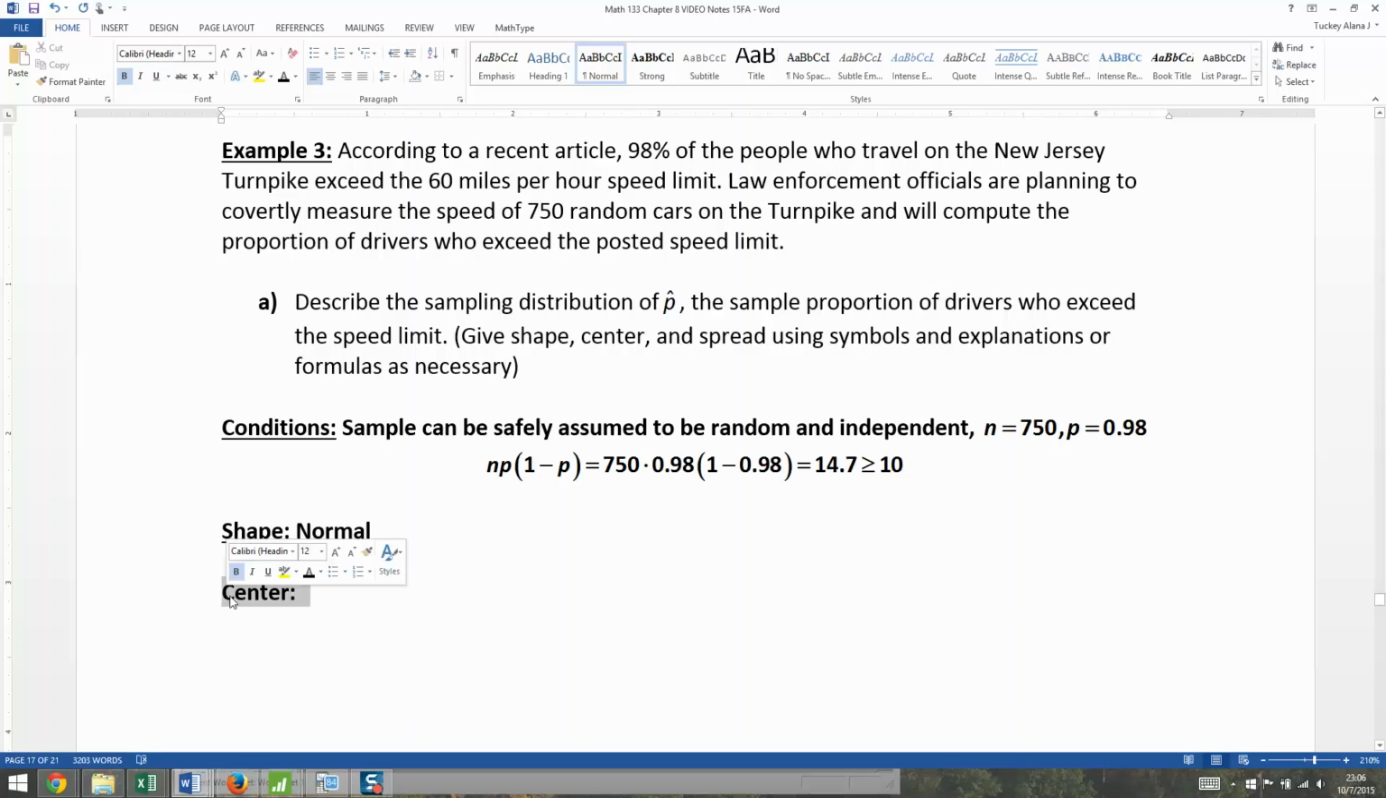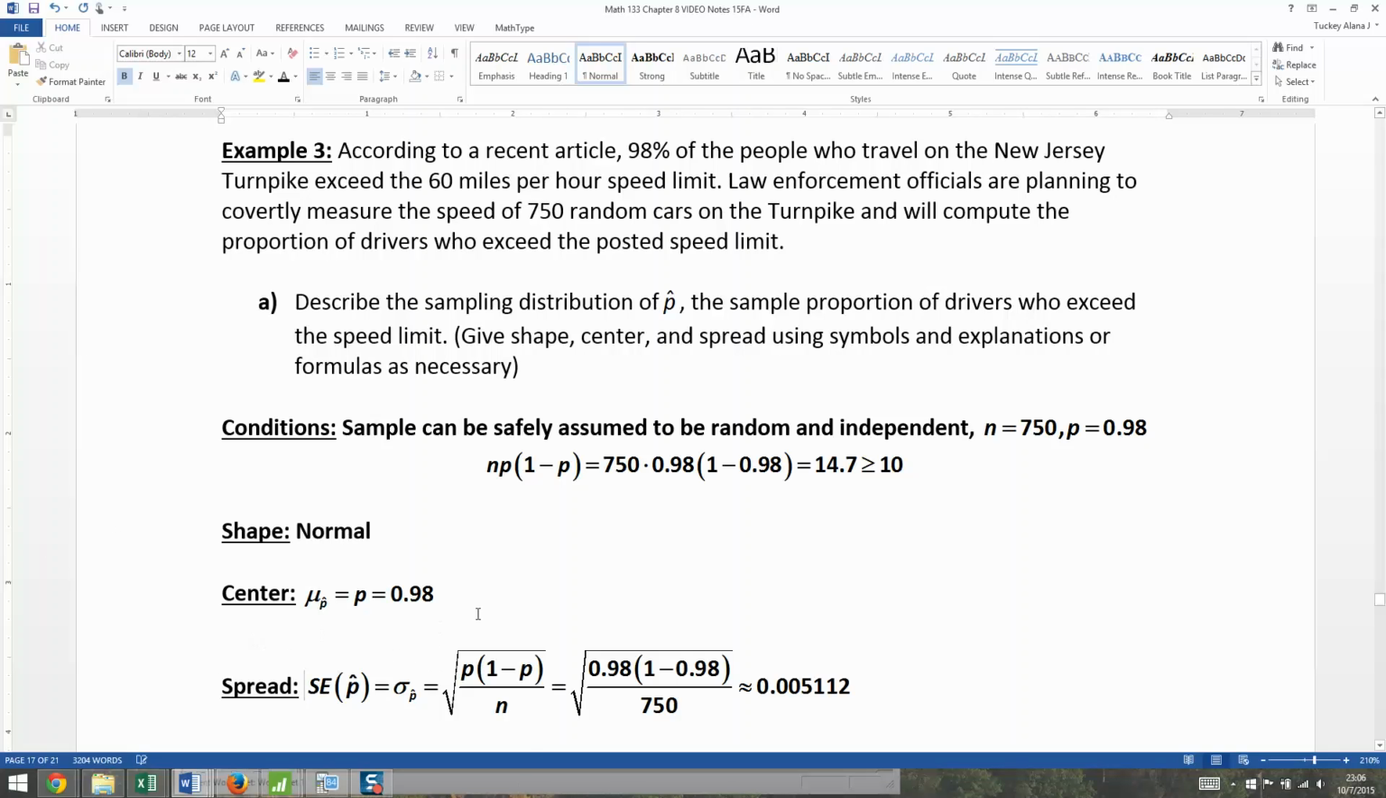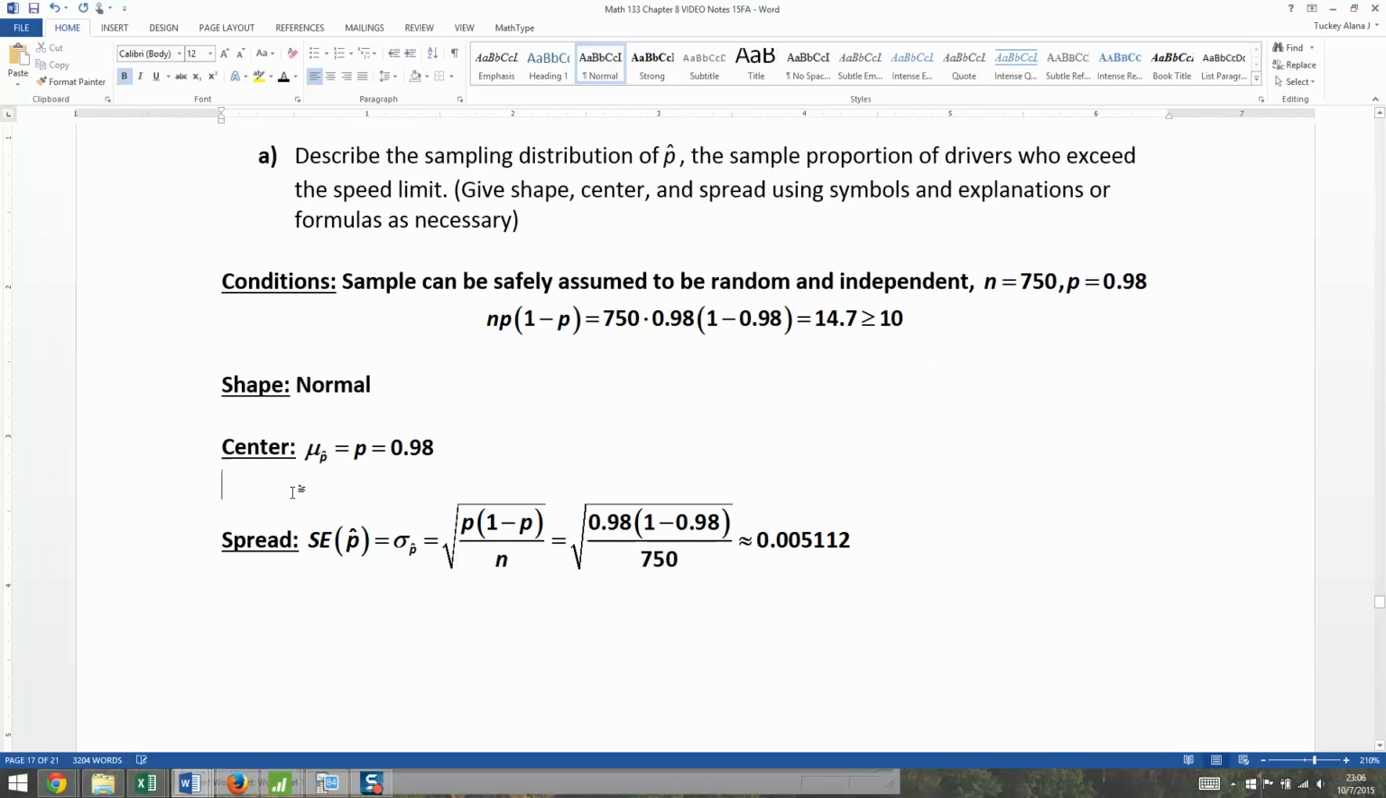That will be the mean of the p hats, but that's automatically p, which is 0.98, according to the central limit theorem. Okay? And then our spread, well, that's the hardest part, because we have to do a little calculation for that one. The spread is the standard error of the p hats, and that's the sigma p hat. I don't care which symbol you use. I actually use the SE symbol a lot because I find it easier. But if you want to use the sigma p hat, that's fine.